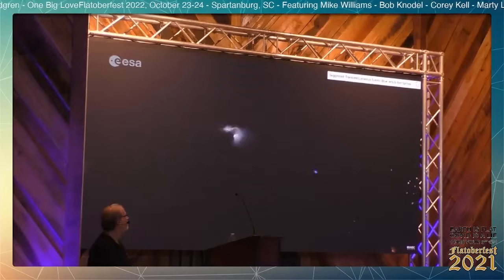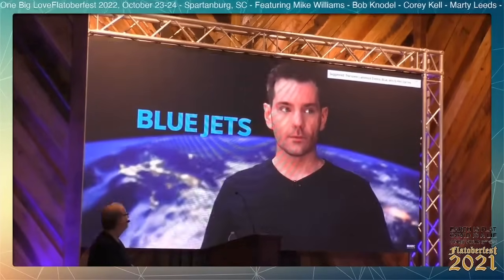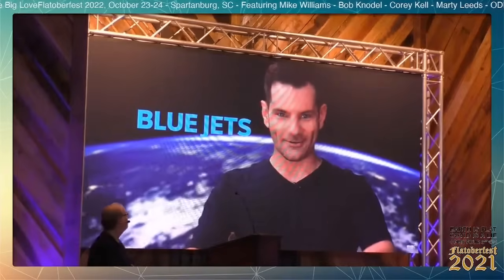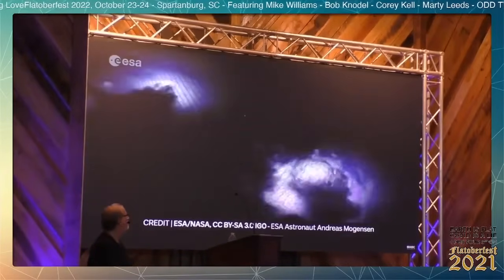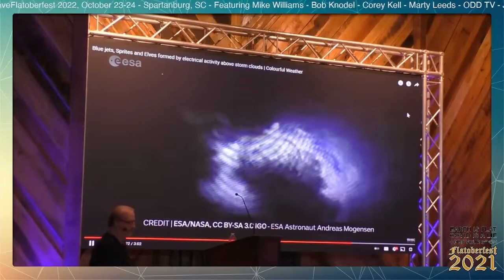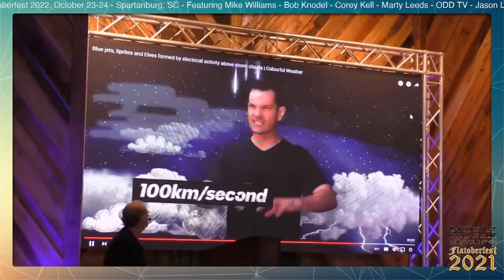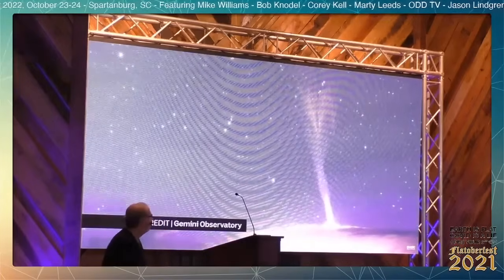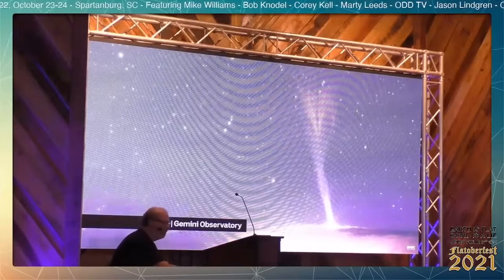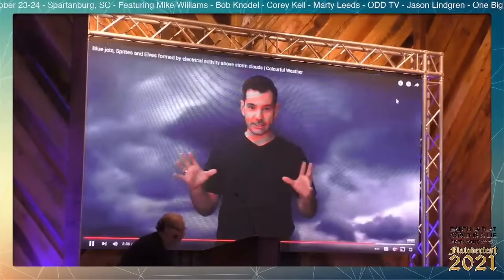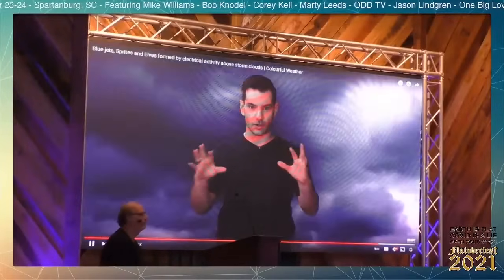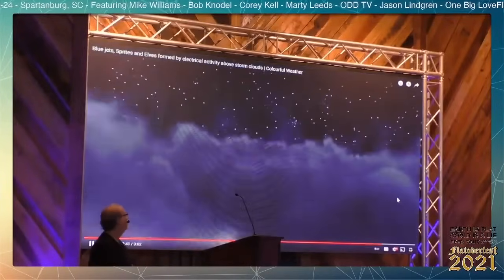Blue jets are blue, and blue jet stands for Blue Jets, no acronym here. They shoot up from the top of storm clouds in the shape of narrow blue cones, and they are fast. They reach speeds of hundreds of kilometers per second, and as they shoot up, they fan out and disappear. So the next time you're watching some crazy lightning, just imagine the colorful light show that could be happening just above those clouds.